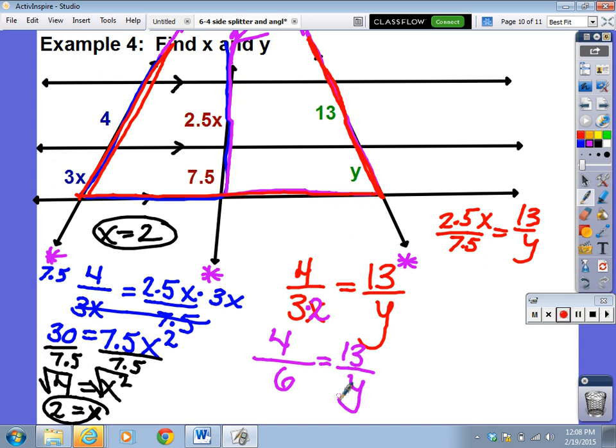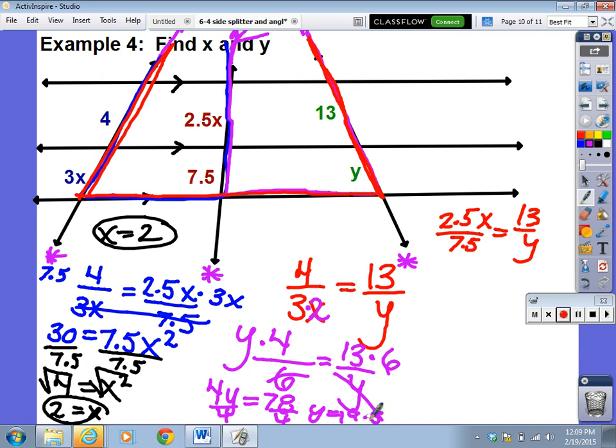And now we're solving for y, so we're getting down to the end. Multiply both sides by y, but it divides out over here. Does everybody see what I did there? Yes. Would it be the same if you simplified 4 over 6? Yep, it will be the same answer. And then multiply both sides by 6, so it divides out over here. So we have 4y is equal to 13 times 6, 78. Divide both sides by 4. Y is equal to 19.5.